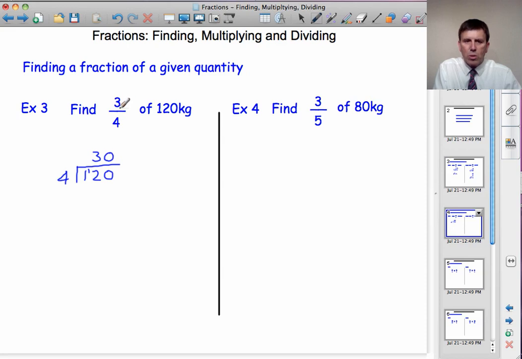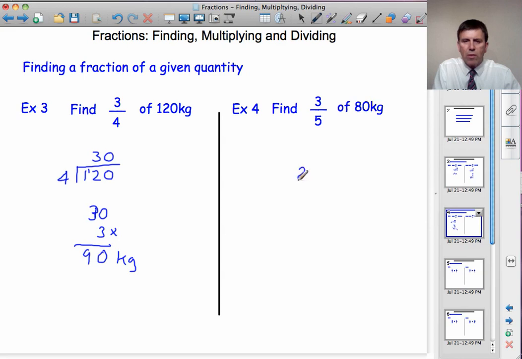But we want 3/4, so we now multiply by the numerator. 30 multiplied by 3. 0 times 3 is 0, 3 3's are 9, and so we have 90 kilograms is 3/4 of 120 kilograms. Our final example, find 3/5 of 80 kilograms.